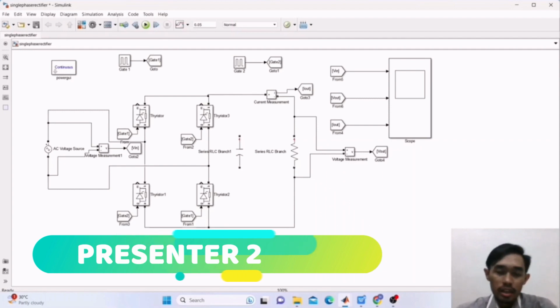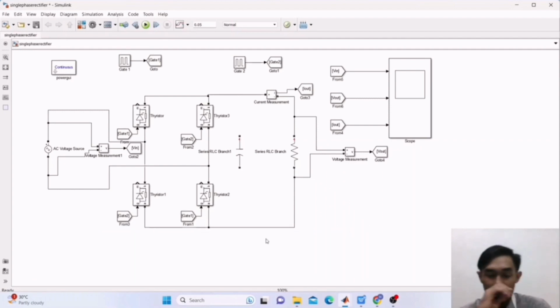Assalamualaikum. My name is Muhammad Hanif Imam Samsubahi, and in this assignment, I will present the bridge rectifier with a capacitor as the load.